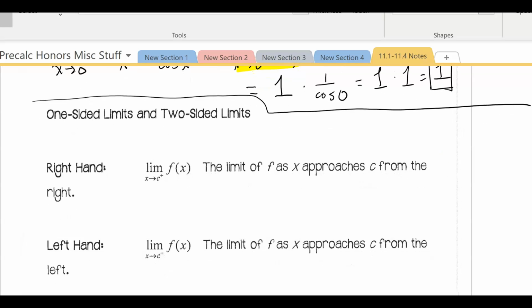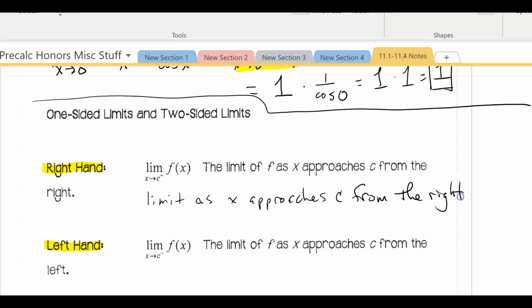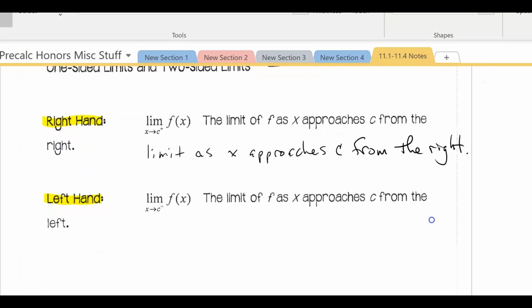We'll discuss this more later. This is a basic introduction, but we're going to have right-hand limits and left-hand limits. If you notice here, this is a little bit different. I have the limit as x approaches c with a little plus here. So this means the limit as x approaches c from the right. If we're approaching it from the right, that means we're moving along the graph left. I know this sounds weird, but you'll get the hang of it when we look at some examples.